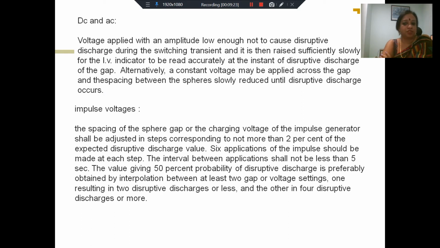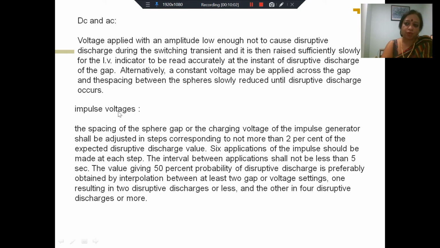Alternatively, a constant voltage may be applied across the gap, and the spacing between the spheres may be slowly reduced. So you apply a voltage and initially nothing happens, and then you slowly keep reducing the gap distance and allow disruptive discharge to occur. In this way, the breakdown will not be caused by transients. That is the advantage over the previous method. There are also motorized sphere gaps where you control the gap distance using a motor, so you have very fine control over the gap distance.